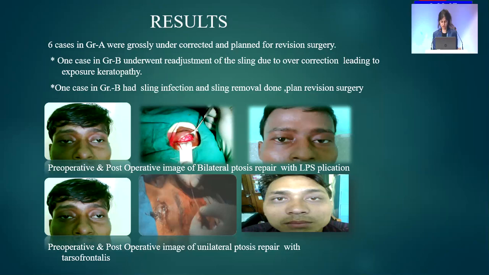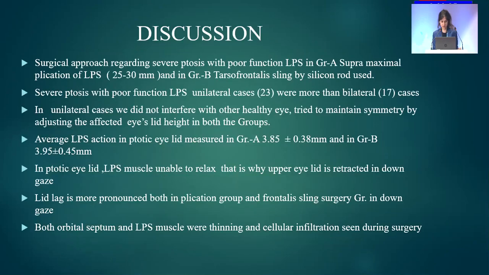Now in discussion, we can see that severe ptosis with poor function of LPS is mostly seen in unilateral cases, and in these cases we did not interfere with the other healthy eye and tried to maintain the symmetry by adjusting the affected eye's lid height in both the groups. In ptotic eyelids, the LPS muscle is unable to relax, so there is upper eyelid retraction in down gaze.